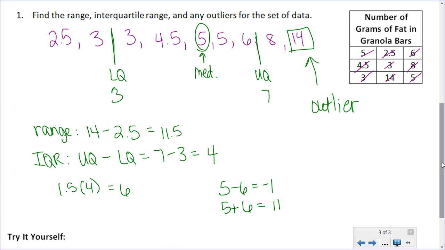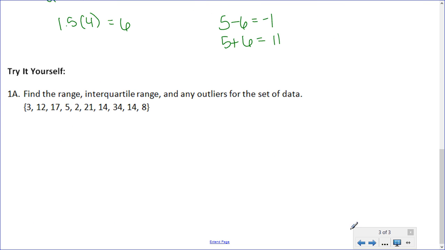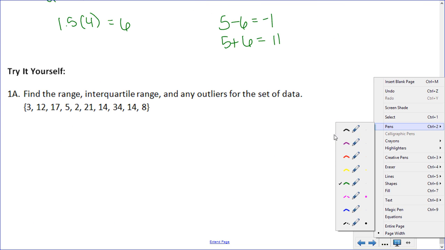But for now, we just want to make sure that we can correctly calculate each of these things. So for the try it yourself problem, we're going to do the same thing. So find first the median and the quartiles, and then use that to find the range, the interquartile range, and any outliers. So go ahead and pause the video, work through that, and when you're ready to check your answer, press play.